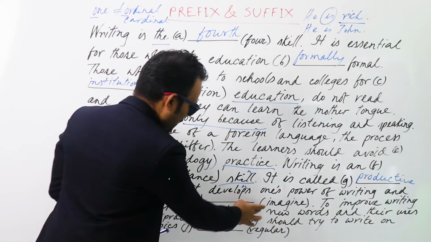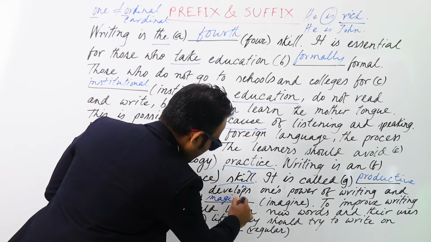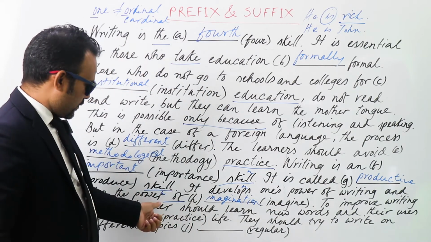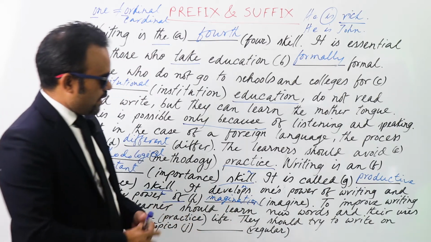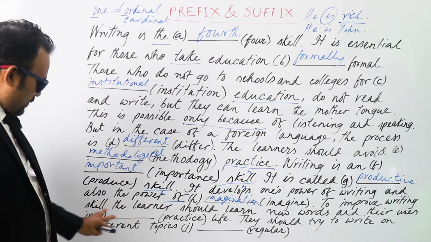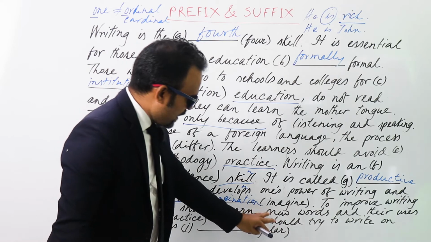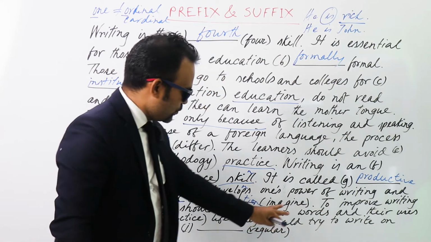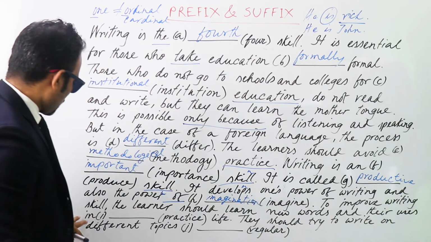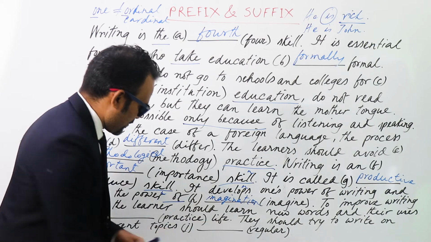So here we have imagine, it will be imagination. So it will be a noun, imagination. After a preposition we need a noun. Next, to improve writing skill, the learner should learn new words and their uses in then practice life.